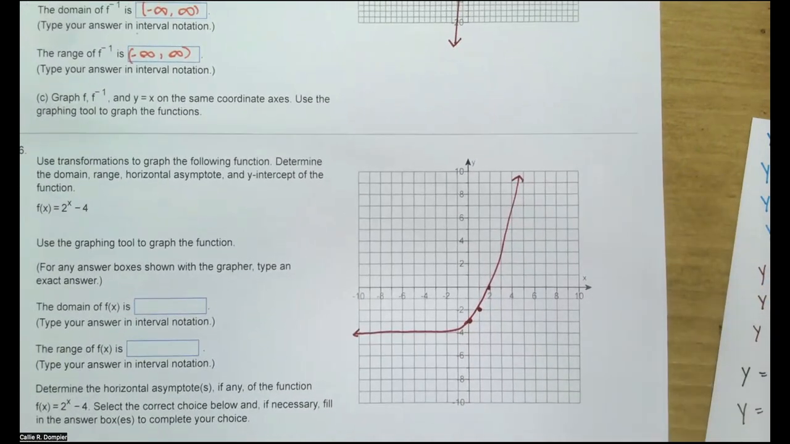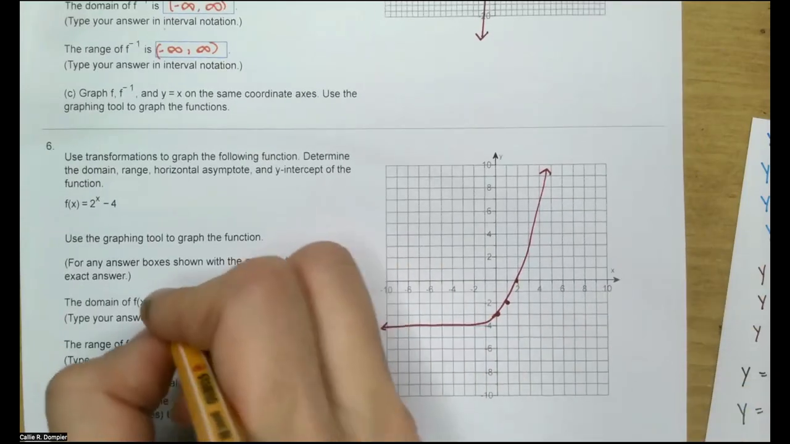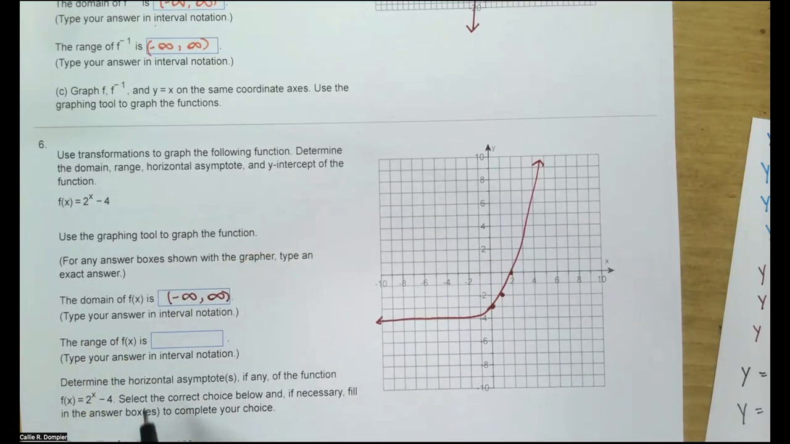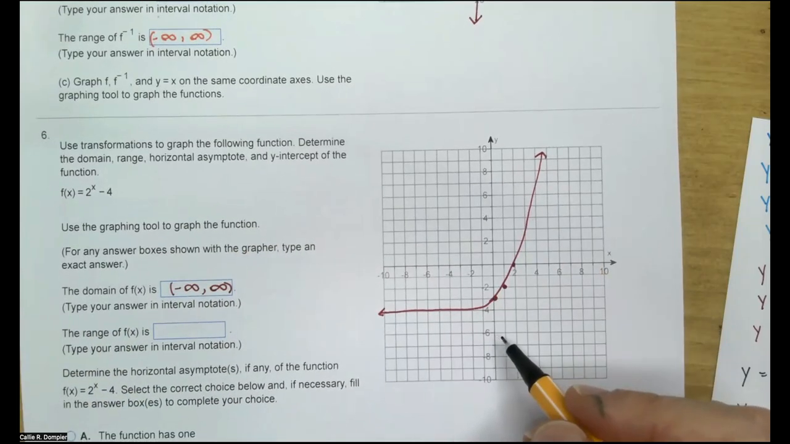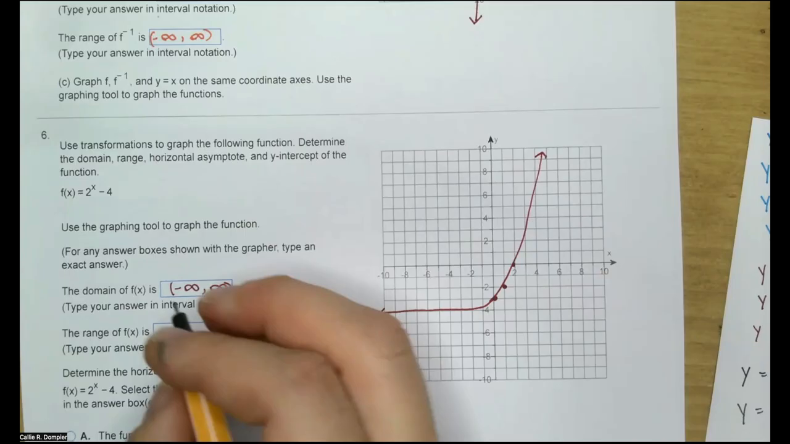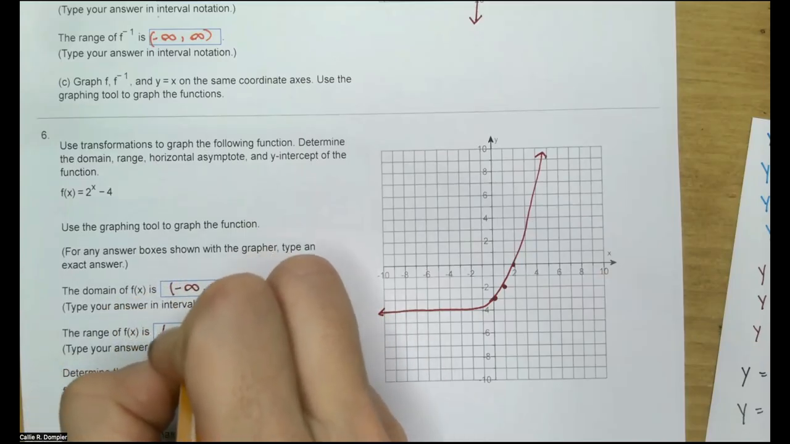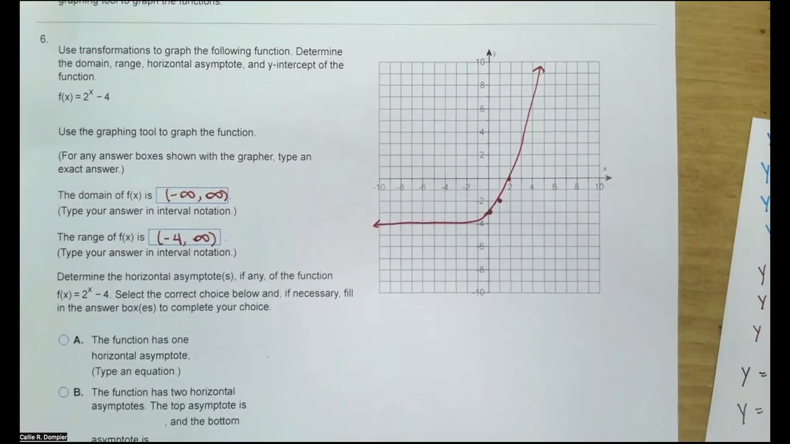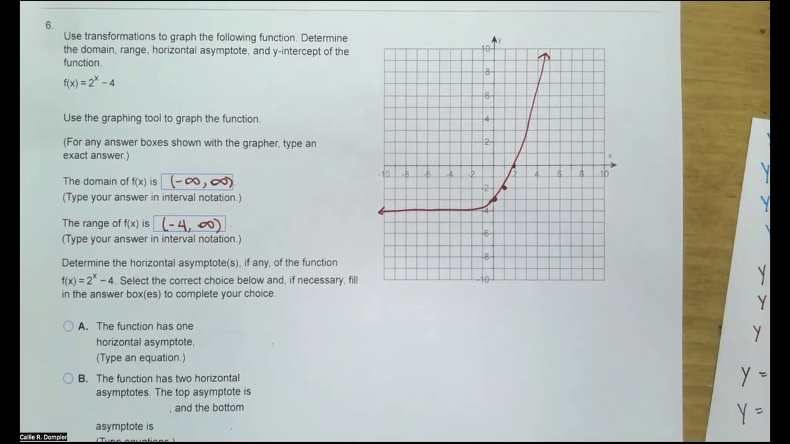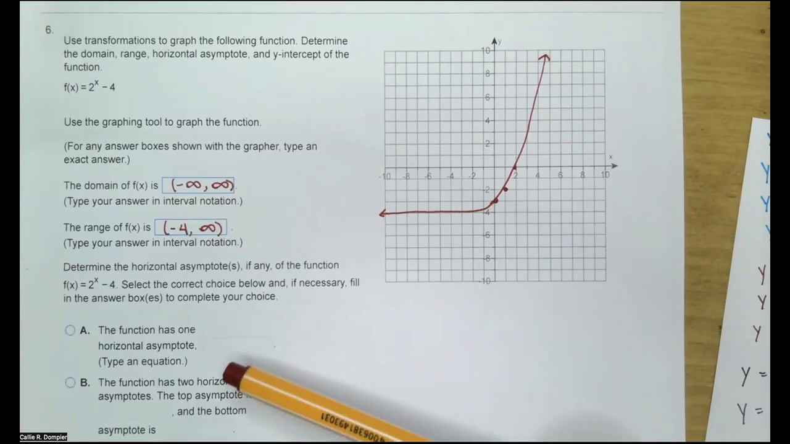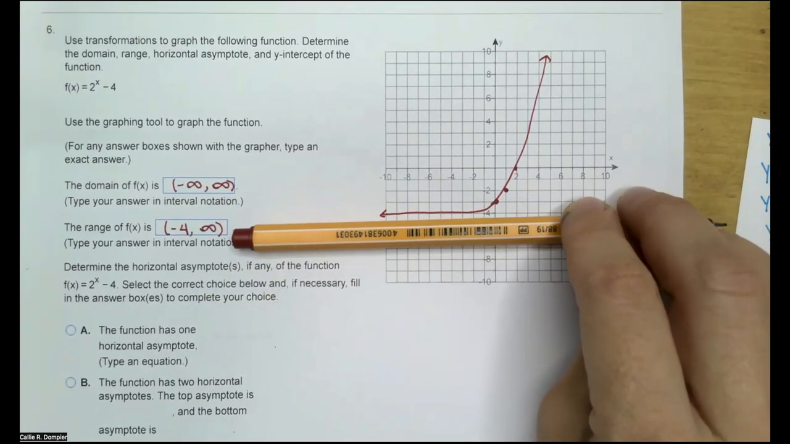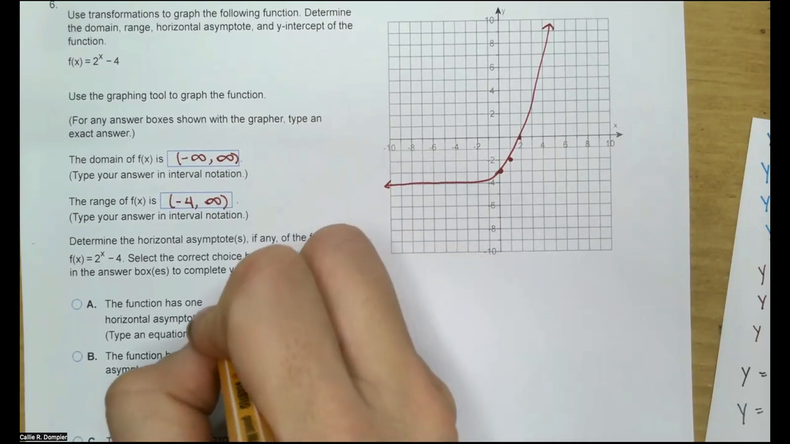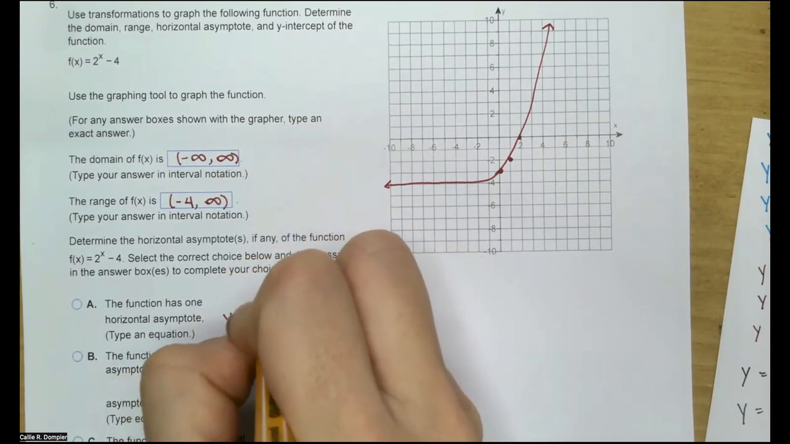Good? So the domain, all x values, we can see that it's from -infinity to infinity. But the range, the y values, it's not going to cross -4. It's not even going to touch -4. So we're going to start at -4 to infinity. Good? And what would the horizontal asymptote be? The horizontal asymptote is where it approaches and never touches, right? It approaches and never touches -4. The function has one horizontal asymptote at y equals -4.